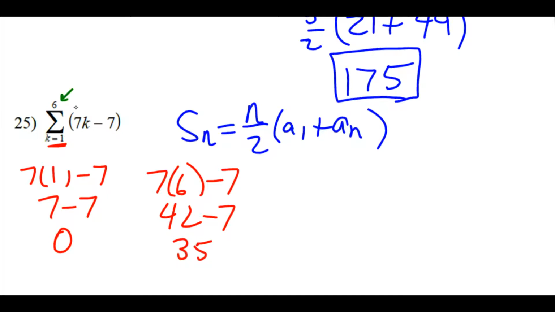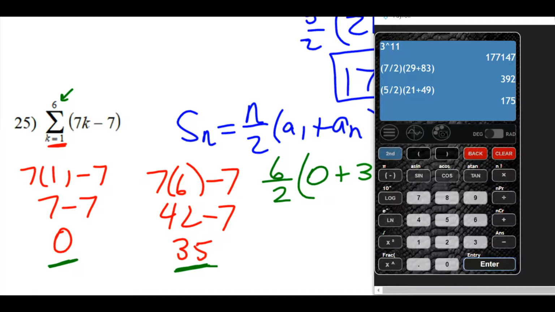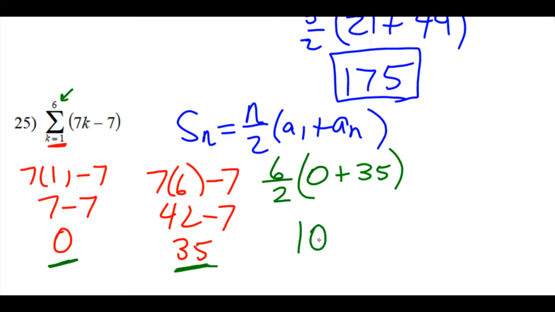It's not always the case that we're going to use that number 6 right there. It just depends on how many numbers we'd end up plugging in. In this case, we plug in 6 numbers. A1 is that first number. When we plugged in 1, we got 0. An is that last number. When we plugged in 6, we got 35. So we're going to end up doing 6 over 2 is just 3 times 0 plus 35 is 105. That's the sum. That's the sigma.